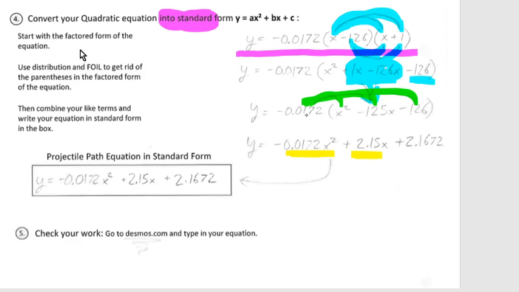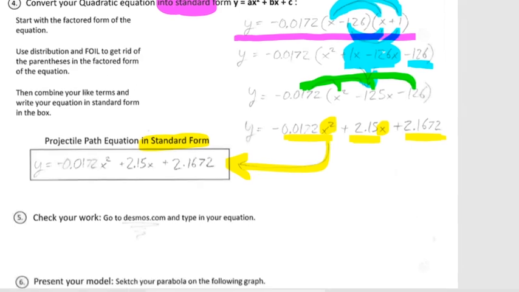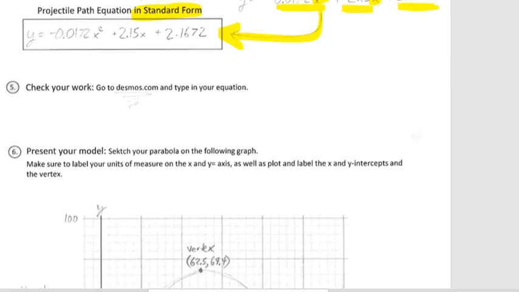And then finally, the only 2 that are just plain numbers is going to end up over here. Make sure you've got an x squared behind your first term, an x behind your second term, and of course, just a plain number on the third term. Once you've done that, then it is in standard form. So you can go ahead and transfer that equation over to the box there. And you're done with the 4th step.